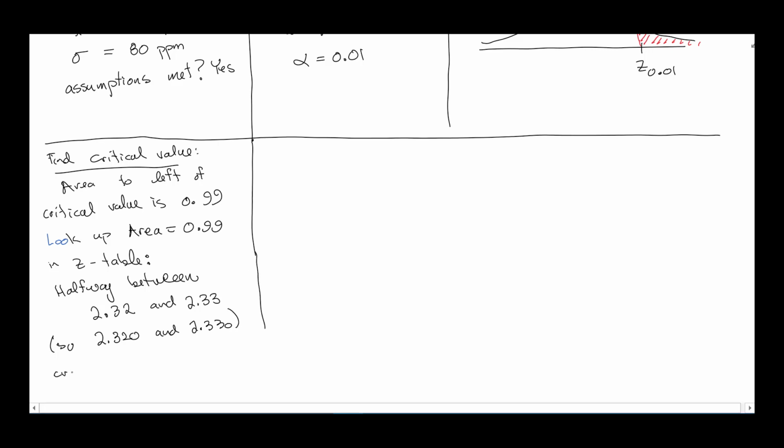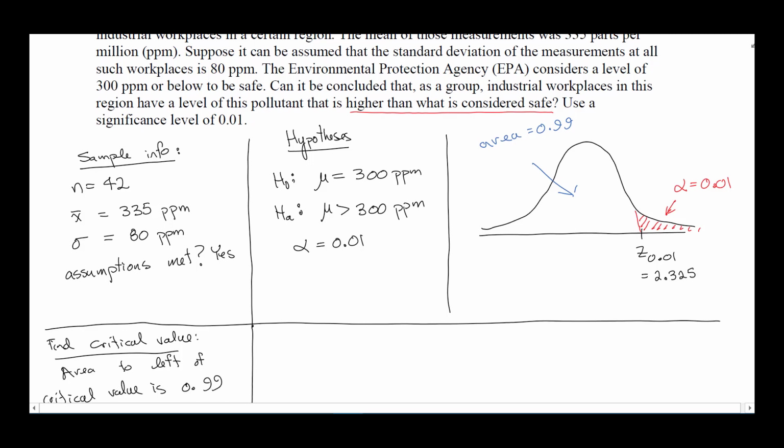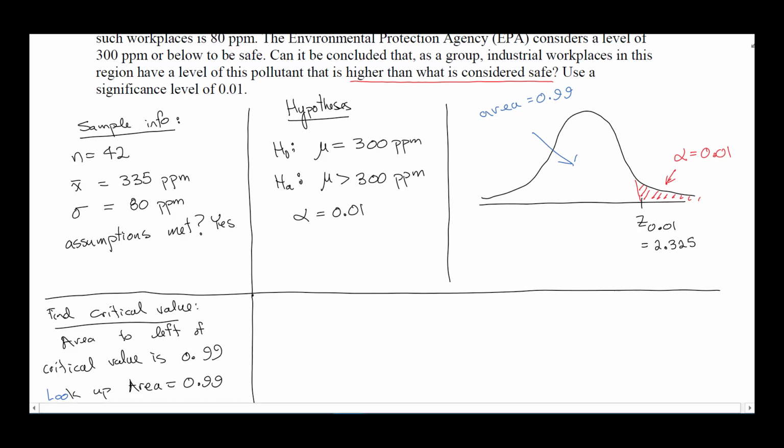So my critical value is 2.325, or you can just average them. So, halfway in between 320 and 330 is 325, so that's how I can do it. Okay, so now I'm going to go put that onto my picture. So I just label it. Okay, and so now what we need is our test statistic.